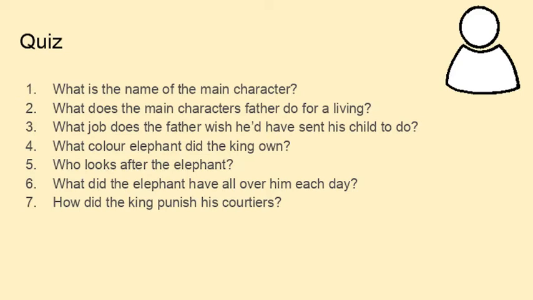And finally, our last question, number 7 in the margin. How did the king punish his courtiers? Some of you have already looked up the word courtiers. Some of you might need to do that now, so just have a quick Google or use a dictionary if you've got one at home to see what courtiers means. And then you can write your answer for the final question: the king punished his courtiers by, and then put your answer there, and then a full stop.